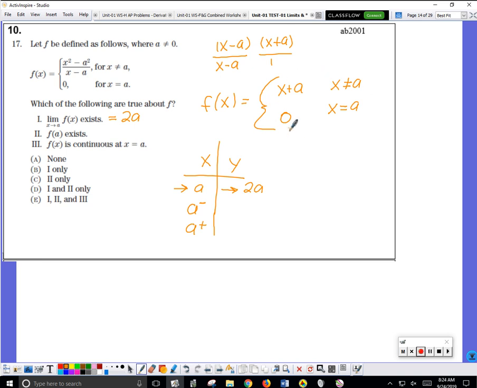Limit just means plug in something that's close to a. So I'm going to plug in close to a. Well, do I use the top formula or do I use the bottom formula? And why? So why do I use the top?